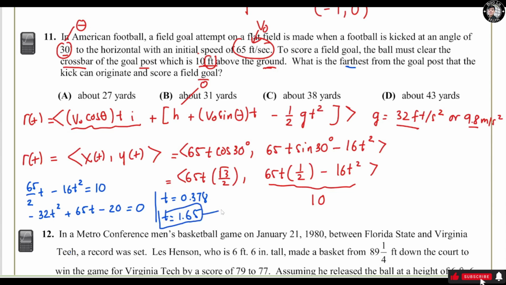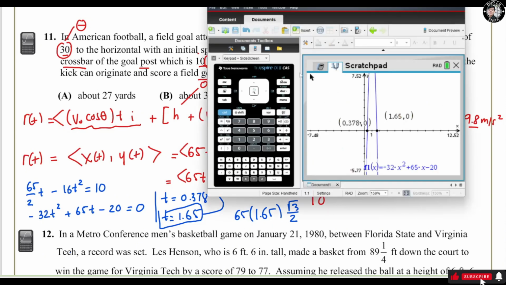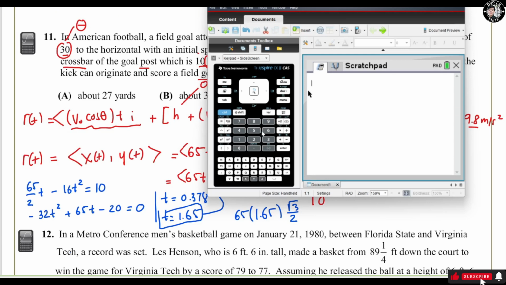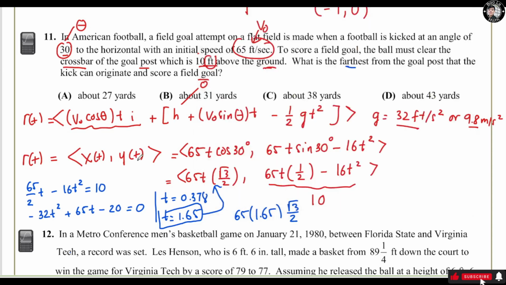We substitute this back into the S value right here to find the distance. So we have 65 times 1.65 times root 3 over 2. So we're going to pull up the calculator and press 65 times 1.65 times control and the square root of 3, divide by 2. So press enter. It's going to give you the value 92.881.